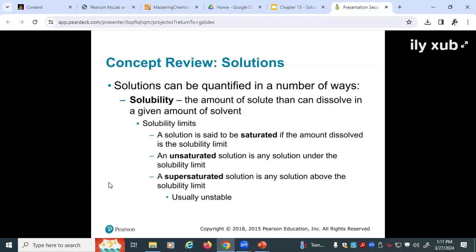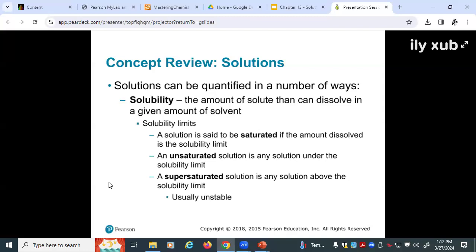So supersaturation is a phenomenon where we have a solution that is technically above the solubility limit and yet has not crashed out, has not separated into that undissolved piece and that dissolved piece. Now, the thing about supersaturated solutions is that they're usually unstable. And as you saw in the lab, any small bit of disturbance inside of that test tube is enough to cause that solid to start to form inside of the test tube itself.